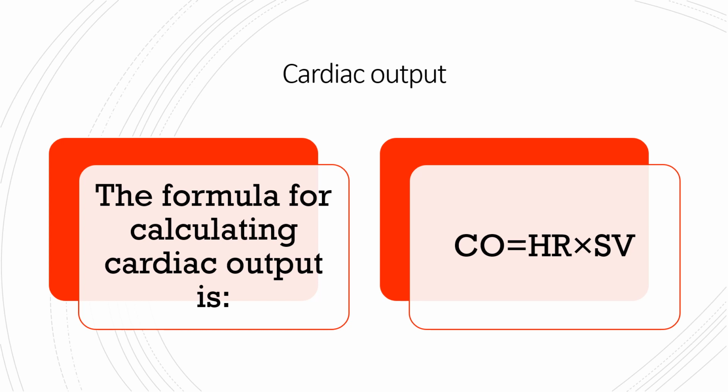So the formula for calculating cardiac output is cardiac output equals heart rate times stroke volume, where cardiac output is the volume of blood pumped per minute, usually expressed in liters per minute. Heart rate is the number of heartbeats per minute, expressed in beats per minute. Stroke volume is the volume of blood ejected by the heart with each heartbeat, usually expressed in milliliters per beat.